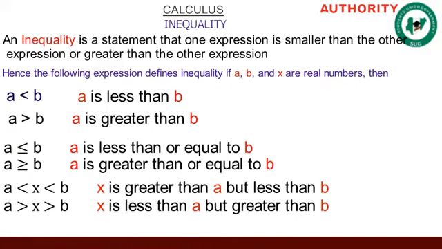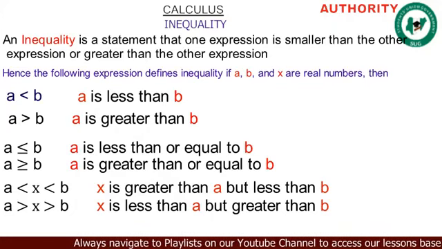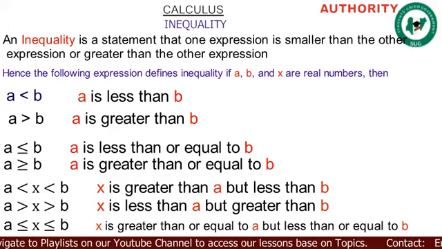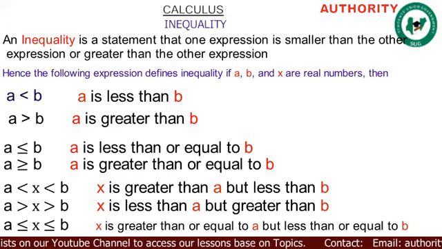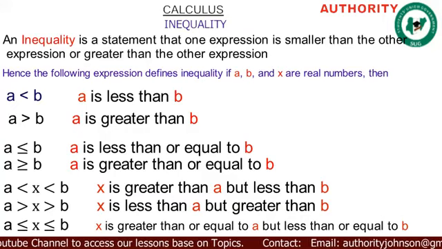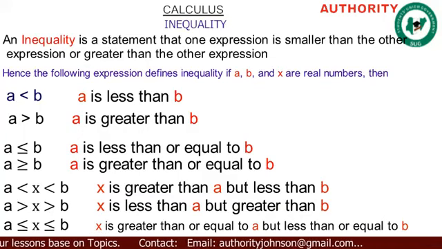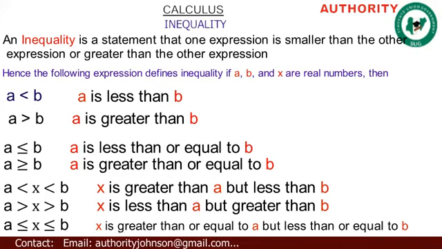Likewise, when you have A greater than X greater than B, the correct reading of it says X is less than A but greater than B. X less than A but greater than B. But also, when you have an expression that looks like this, you read it like this: X is greater than or equal to A but less than or equal to B.